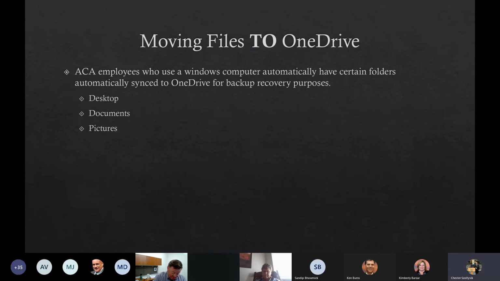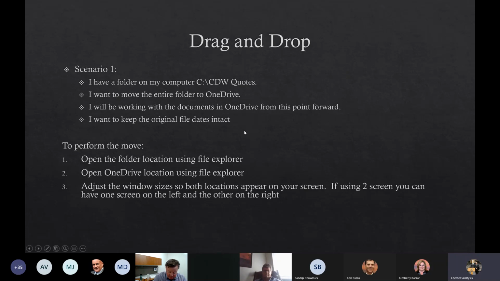But the reason why it's important to know the folders that are automatically backed up to OneDrive is it does impact your experience when working in OneDrive, and we'll talk about that in a little more detail when we get into some specifics. So let's talk about scenario one. You have a folder on your computer. In this case, I have one. It's called C:\CDW quotes. I want to move the entire folder to OneDrive. I will be working with the documents in OneDrive from this point forward, and I want to keep the original file dates intact.